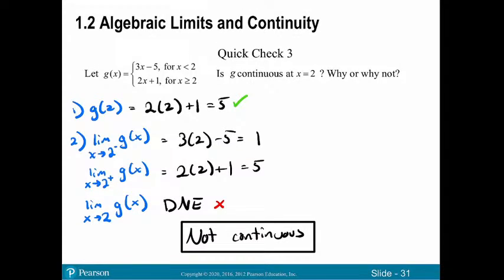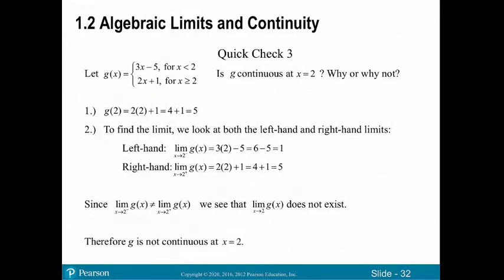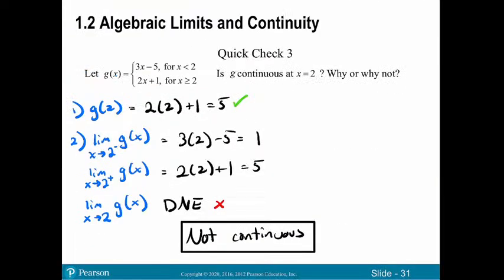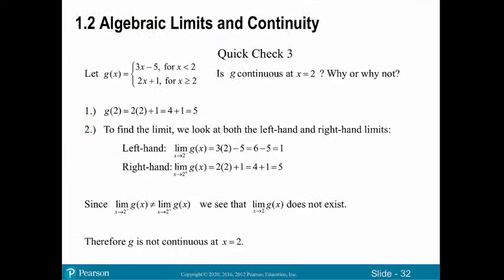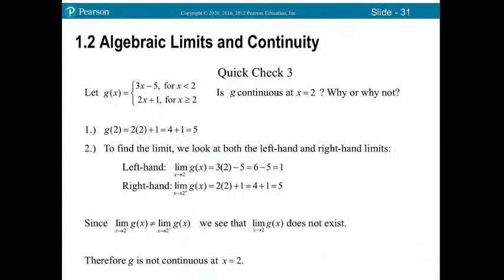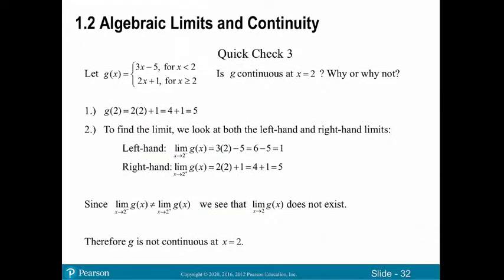Let's go on to the next one. We finished that one. Let's just confirm we have a typed up version of what we just did. They evaluated at the point, then looked at the left-hand limit and right-hand limit. They got 1 and 5, and we got 1 and 5. Since the limit as x approaches 2 from the left is not equal to the limit from the right, this limit as x approaches 2 does not exist. So g is not continuous at x equals 2.